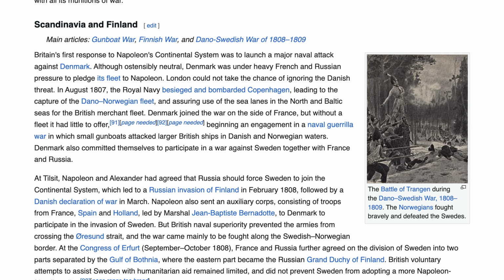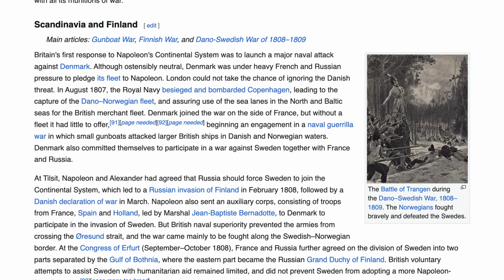Scandinavia and Finland. Britain's first response to Napoleon's continental system was to launch a major naval attack against Denmark. Although ostensibly neutral, Denmark was under heavy French and Russian pressure to pledge its fleet to Napoleon. London could not take the chance of ignoring the Danish threat. In August 1807, the Royal Navy besieged and bombarded Copenhagen, leading to the capture of the Dano-Norwegian fleet, and assuring use of the sea lanes in the northern Baltic Seas for the British merchant fleet.